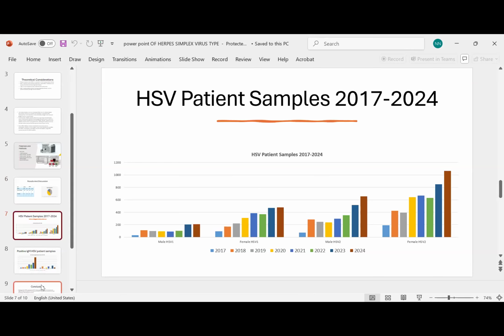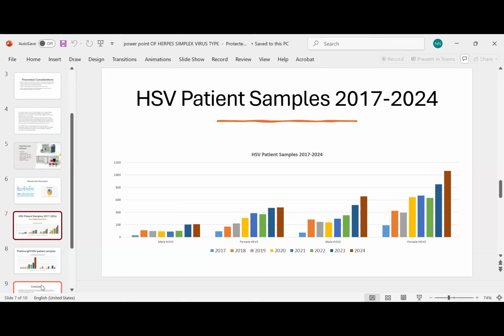The data from 2017 to 2024 shows a steady increase in herpes simplex virus positivity, particularly for herpes simplex virus 1 and herpes simplex virus 2 IgG, which indicated past infection. This rise can be attributed to multiple factors, including increased awareness, improved diagnostic methods, and changing social behaviors.